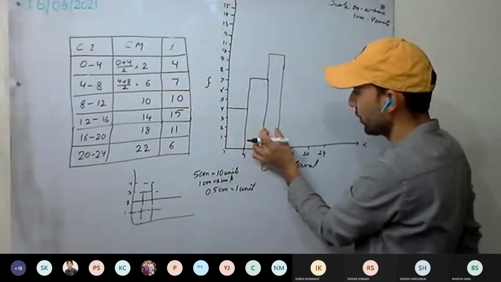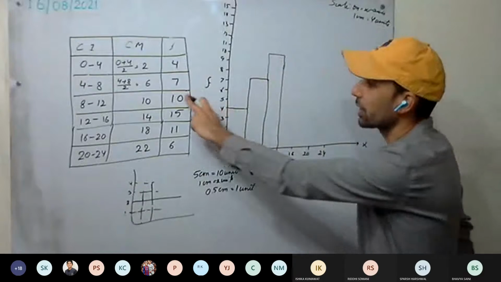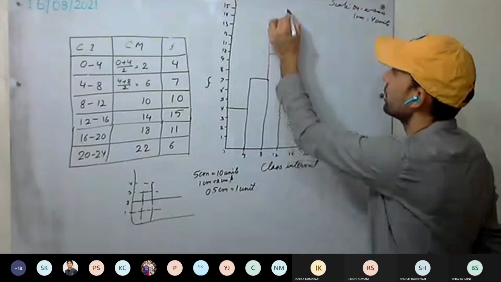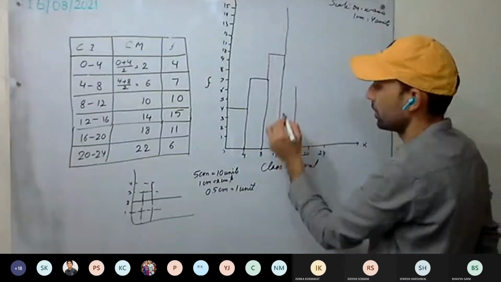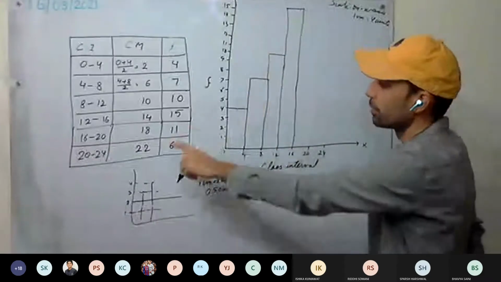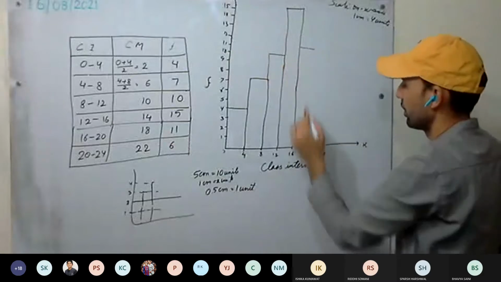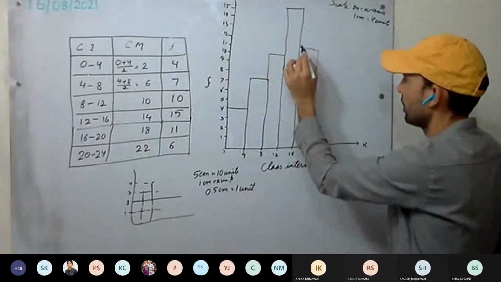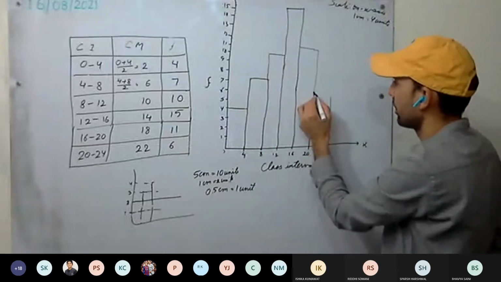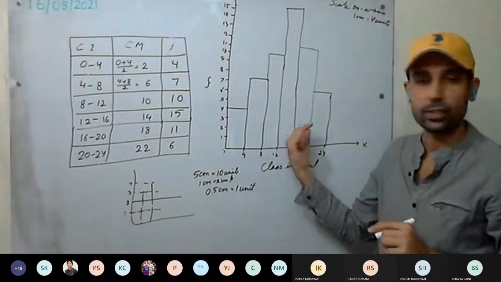Always remember their width will be the same. Heights are different, width will be the same. Okay, 8 to 12, 10. 12 to 16, 15. 16 to 20, 11. Next one, 6. Okay, this is a histogram. What we have drawn is a histogram.